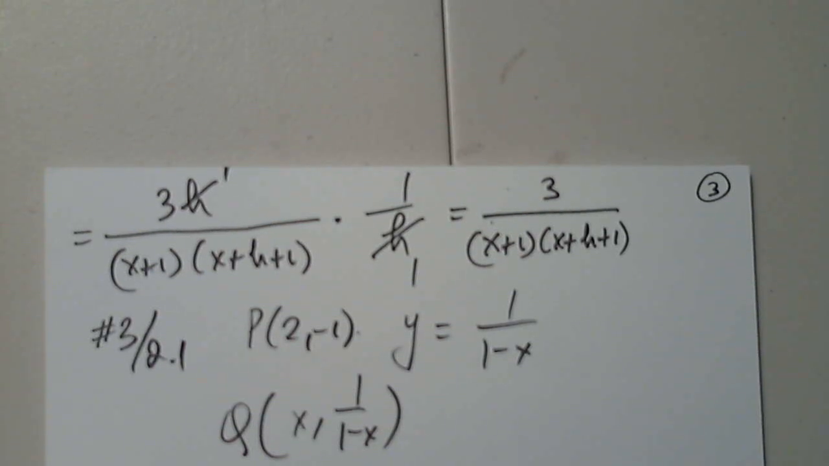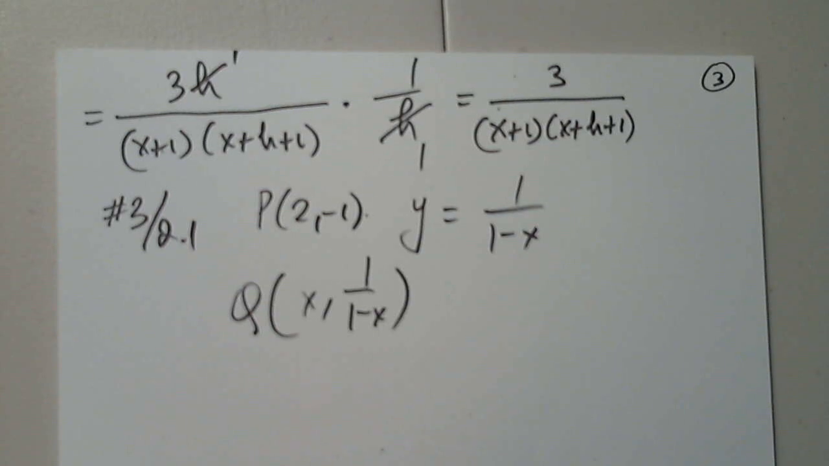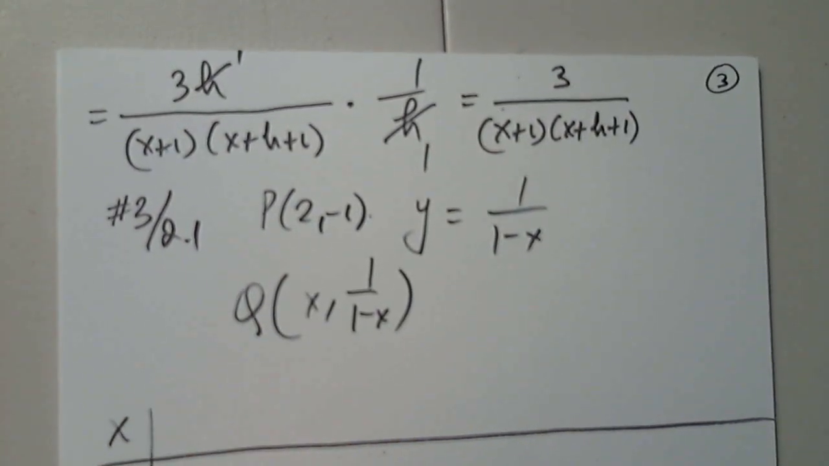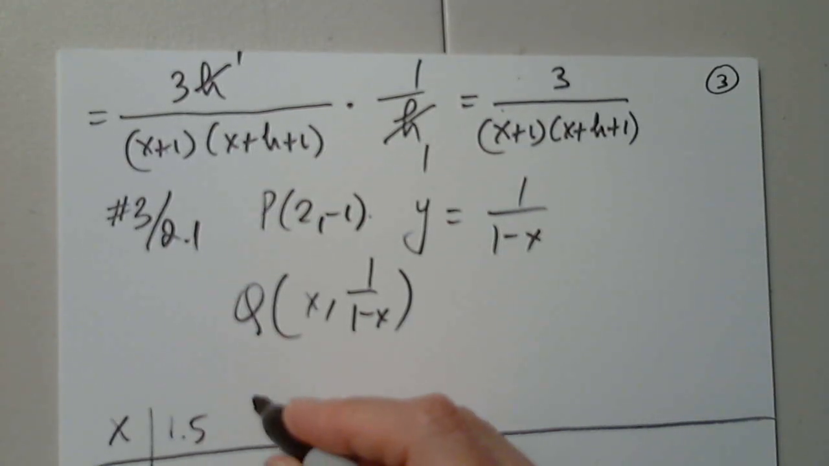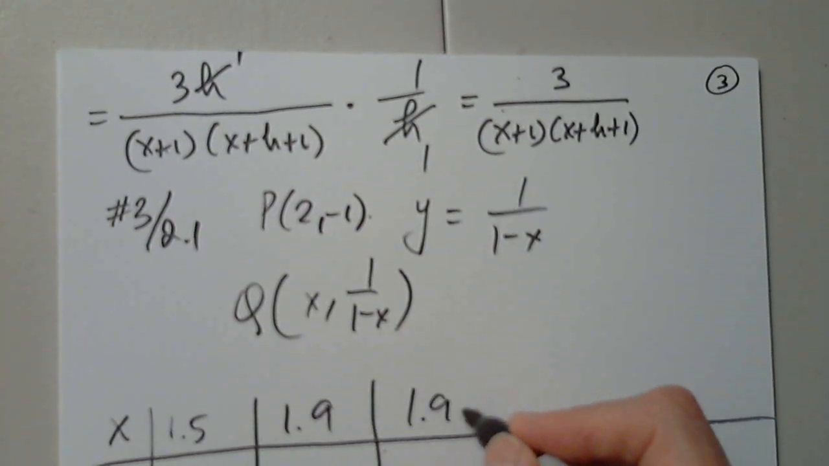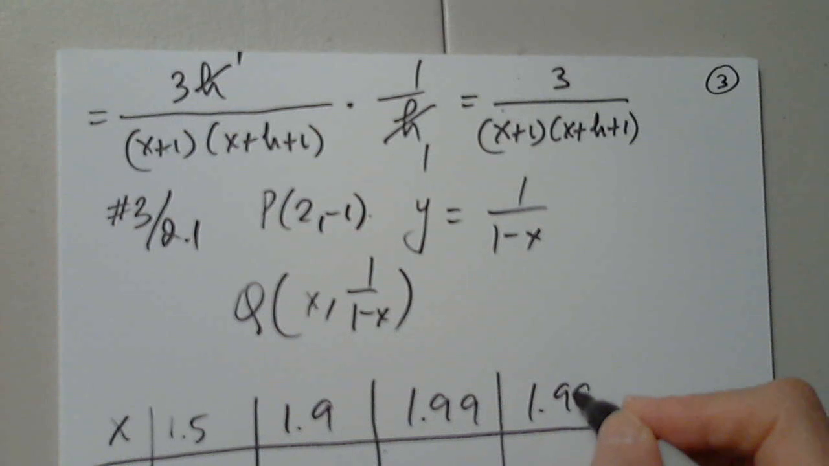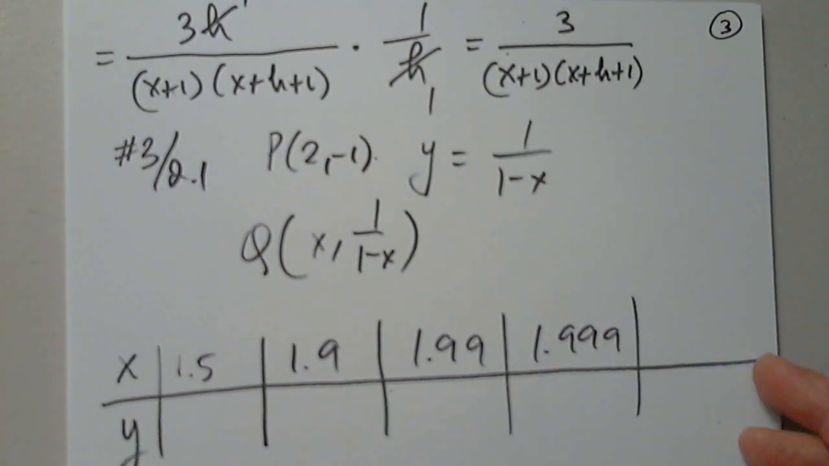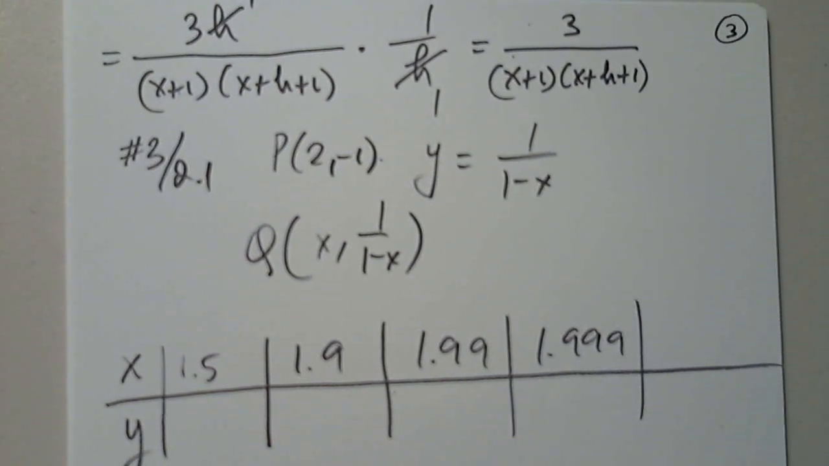Okay, so remember, these numbers have to be in the correct order. And last time I was showing you a table, and I'm going to put them in the correct order from the smallest to the largest. So 1.5, 1.9, 1.99, 1.999. I'm going to leave a space, and then I'll continue. I don't have enough room, so I'll continue underneath.